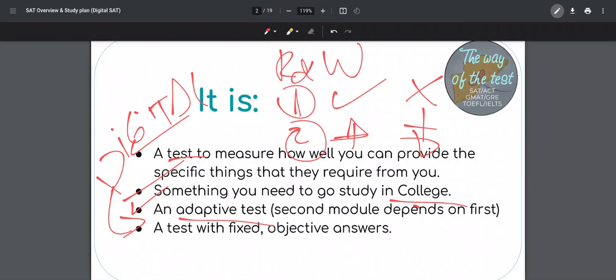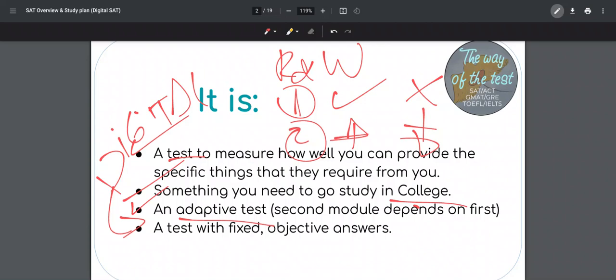Now, in the digital SAT, you can also go back and forth between questions, which means that during the same module, you can go, let's say, from question 2 to question 5, leaving unanswered questions 3 and 4, and then go back to questions 3 and 4. You can also mark a question so you can review it at the end of the module. So in the same module, you can go back and forth.